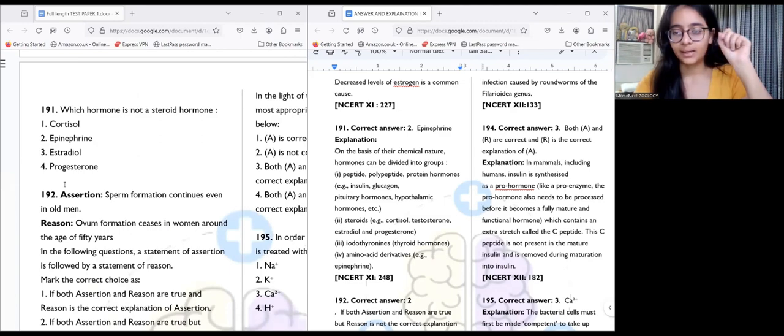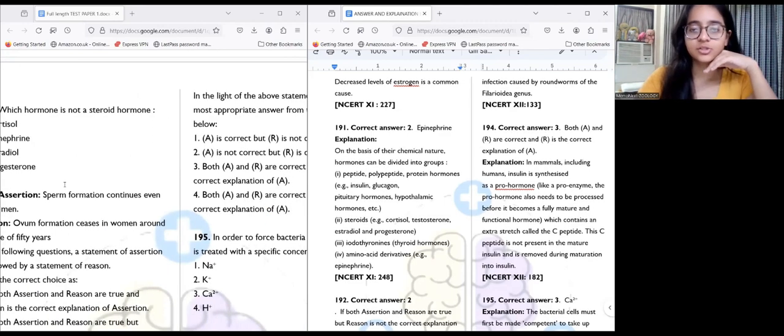By removing the C peptide part. Okay, so that's correct. So both are related also, and they are correct also.